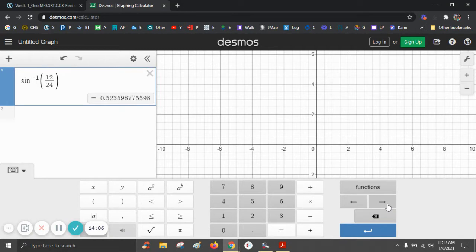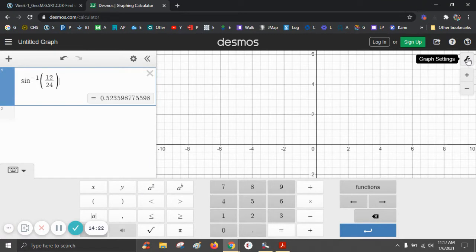Then you see I got 0.52. I know that it is supposed to be 30 degrees, right? Here I purposefully made a mistake. You have to go to the right top.